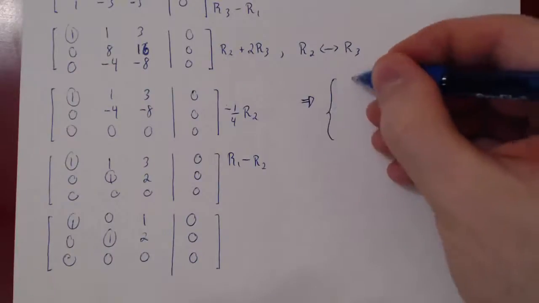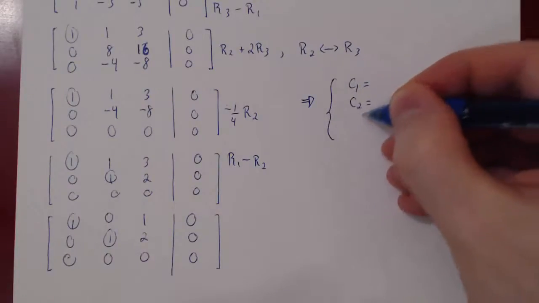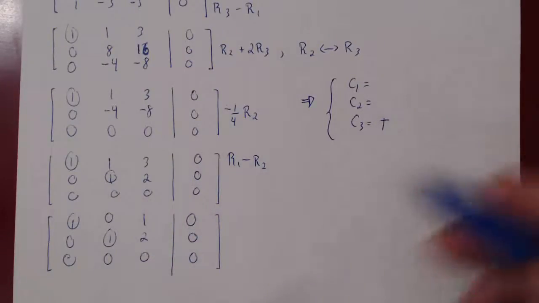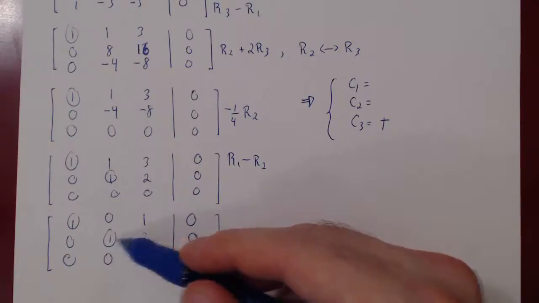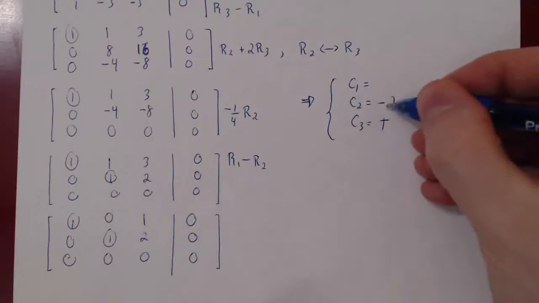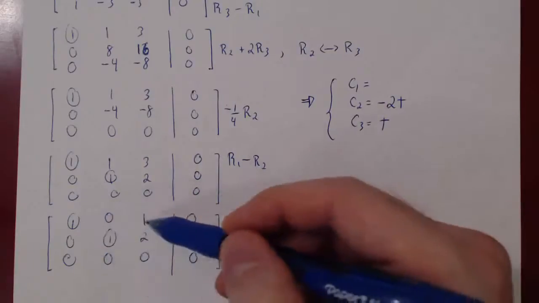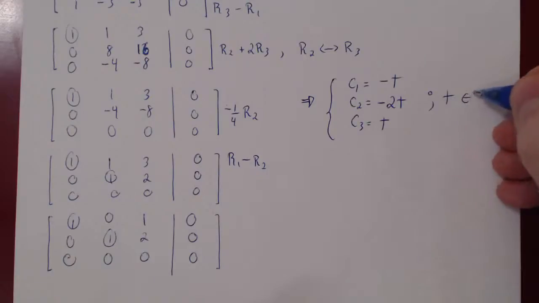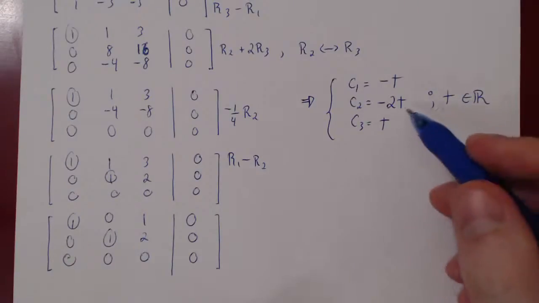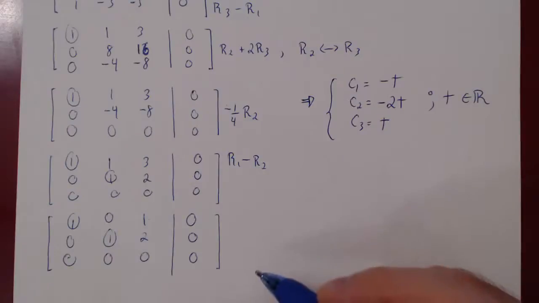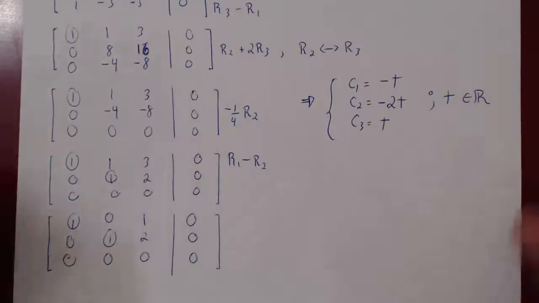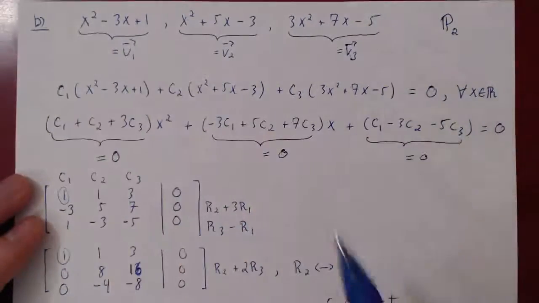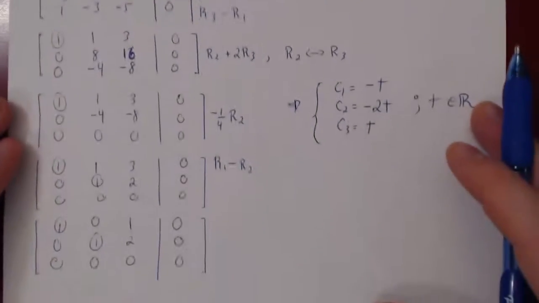Let us write our solution set. C3 is free. It becomes a parameter, say t. Solve for C2 as negative 2C3, therefore negative 2t. Solve for C1 as negative C3, therefore negative t. And t once again can range over all real numbers. As we have an infinite number of solutions, we obviously have more than the trivial solution, and so our three polynomials are linearly dependent.